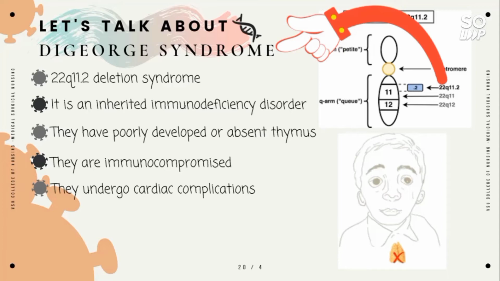So let us look at some of the distinct facial features of patients having DiGeorge syndrome. As you can see, we have small low-set ears, short width of eye openings, enlarged nose tip, hooded eyes, and a relatively long face.